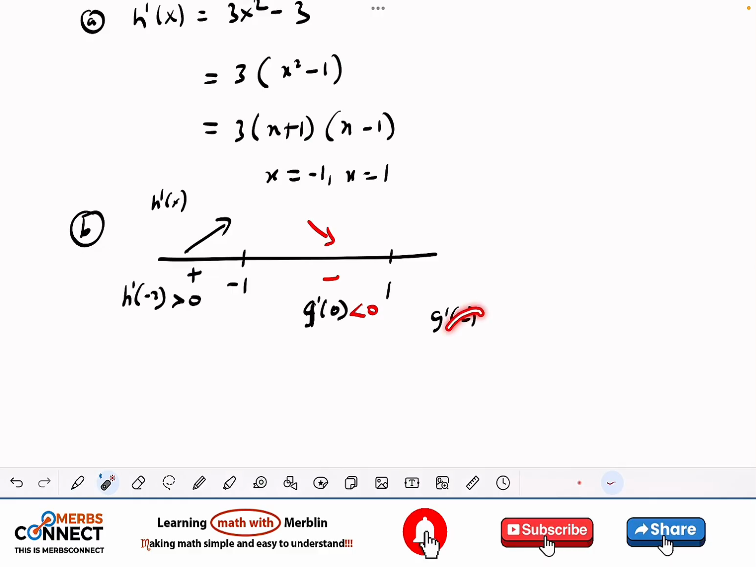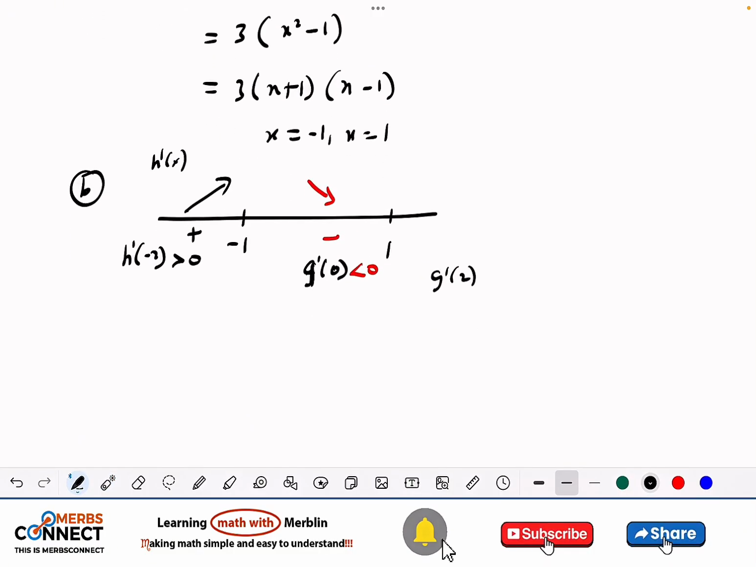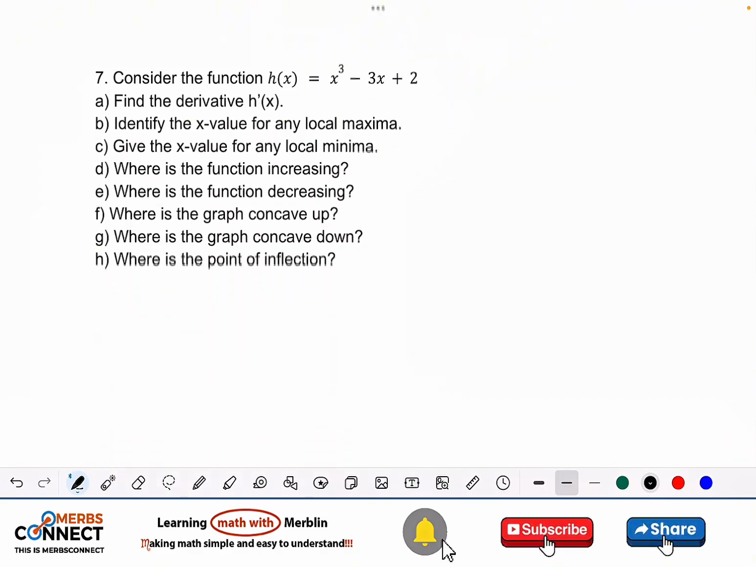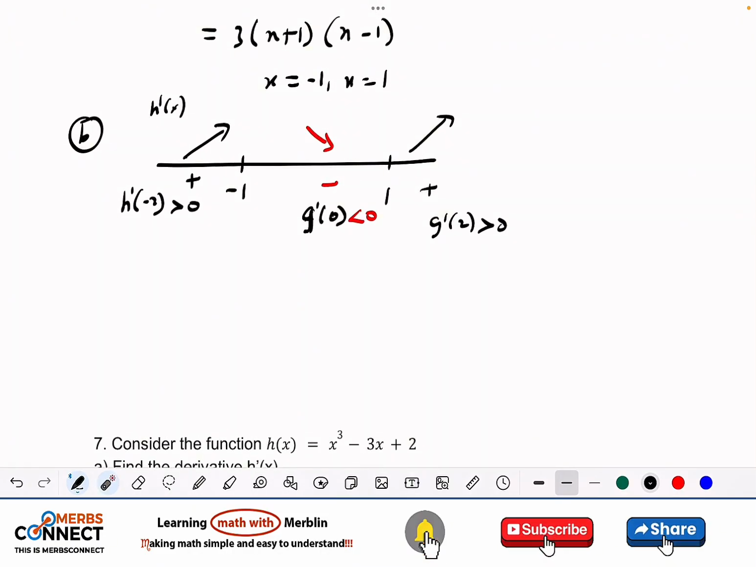Let's look at 2. 2 here will be positive, 2 here will be positive. So positive, positive will be positive. So this is positive and this will be increasing. So what will be the first one is the max. What will be the x value which is at max? So the max is the one that's giving us the maximum. So the x value here is minus 1.